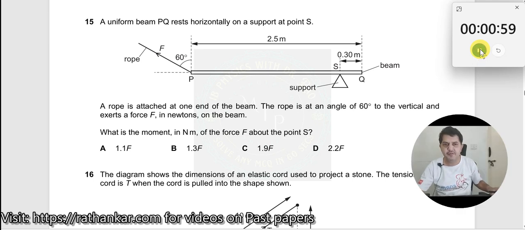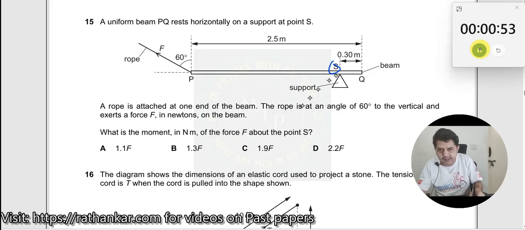Question number 15. A uniform beam PQ rests horizontally on a support at point S. This is the point S. A rope is attached at one end of the beam. The rope is at an angle of 60 degrees to the vertical, and exerts a force F in newtons on the beam. It exerts a force F over here.